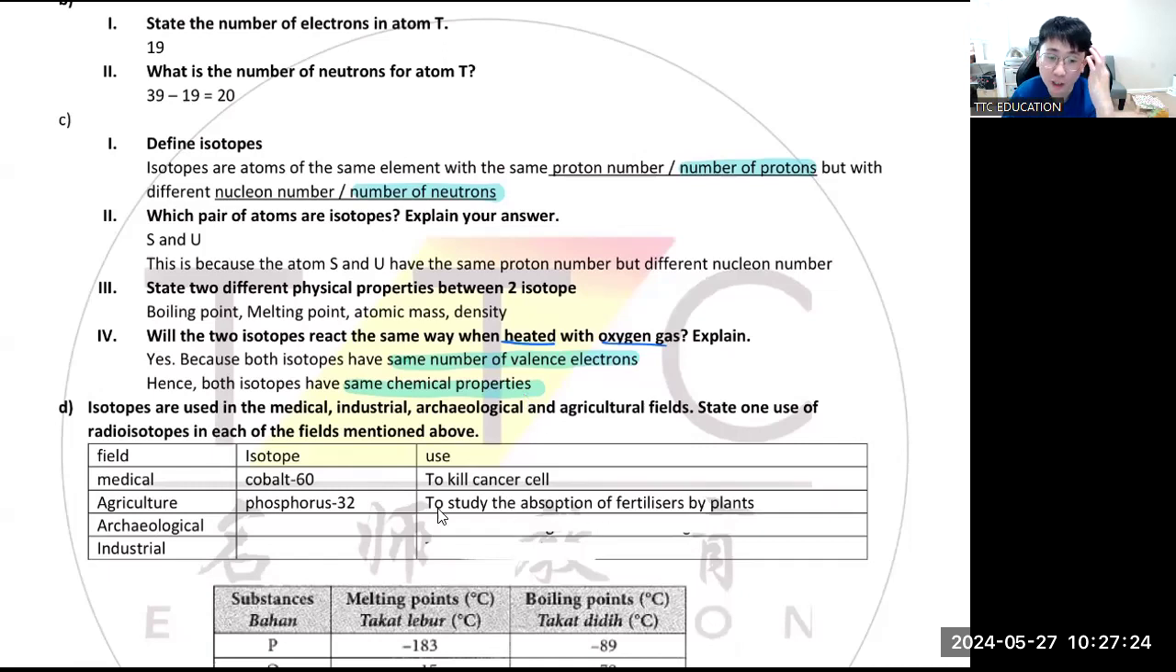And then moving on for archaeological, for your fossils, okay, for the dinosaur bone and stuff, so we use carbon 14 for you to estimate. Guys, the word must be estimate. Cannot use calculate, cannot use any other word. Okay, must use the word estimate.